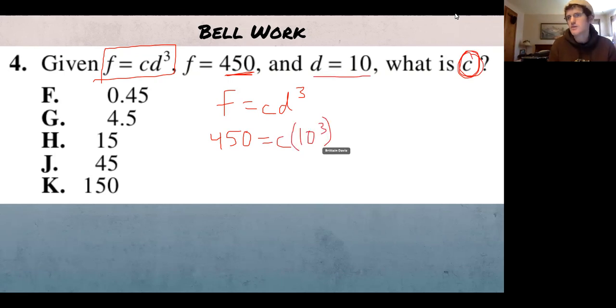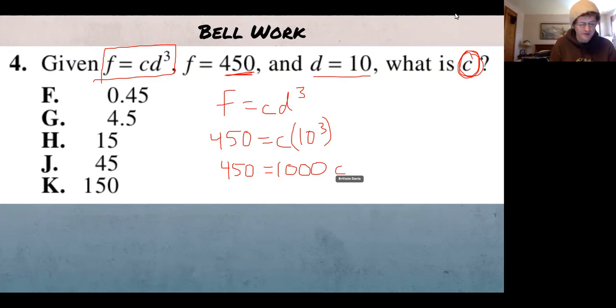Now, this is something you can use your calculator for. Remember, 10 cubed, 10 to the third power, is just 10 times 10 times 10. You might be able to do that in your head, but if you do that, you get 1,000. So 450 equals 1,000 times C.